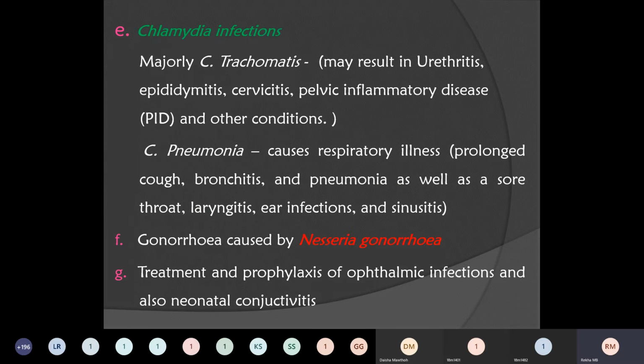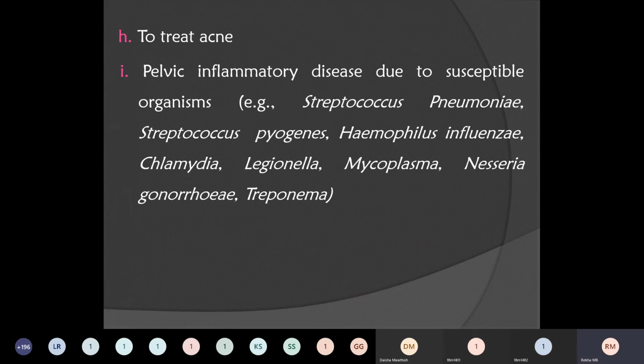It can be used in chlamydia infections like urethritis or epididymitis, cervicitis and pelvic inflammatory disease. It can be used in pneumonia caused by Chlamydia pneumoniae. It can also be used in gonorrhea caused by gonococci. It can also be used in the treatment of ophthalmia neonatorum. Erythromycin orally can be used in the treatment of acne. It can be used in the treatment of pelvic inflammatory disease caused by susceptible organisms.